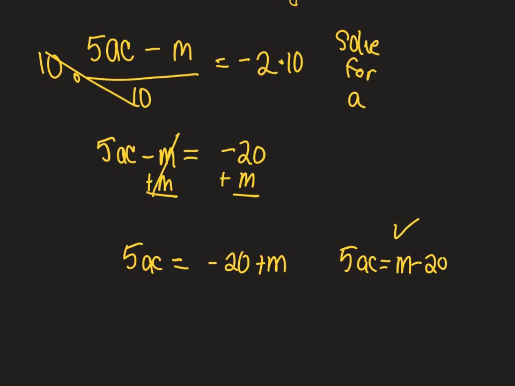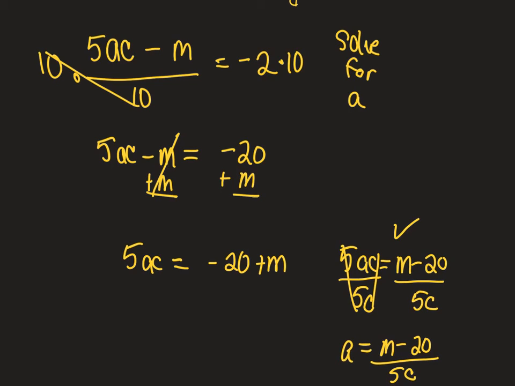Now I need to get rid of, remember I'm solving for a, I need to get rid of the 5 and the c. They're smushed. I can actually get rid of them at the same time. Divide by 5c. And that's it. So 5's gone, c is gone. Write it pretty. m minus 20 divided by 5c.